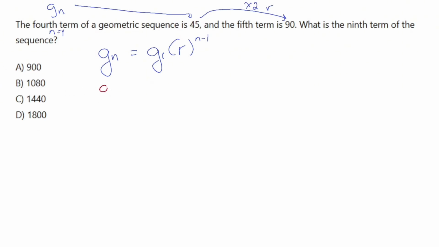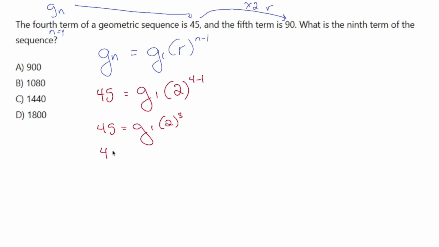So g sub n is 45, so 45 is equal to the first term times the common ratio of 2 to the 4 minus 1, because it's the fourth term that we're talking about. So 45 is equal to g sub 1 times 2 to the third power, or 45 is equal to g sub 1 times 8. Now let's divide both sides by 8, and that's going to give us our first term of 45 over 8.